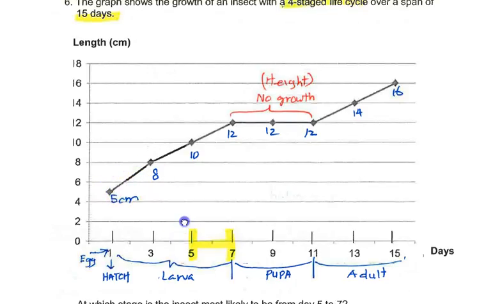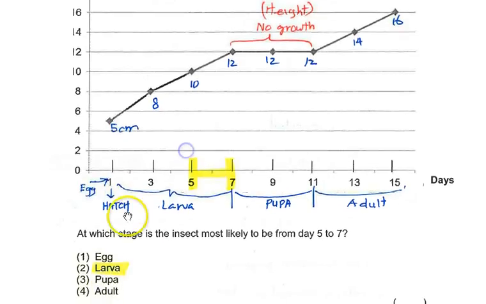All right, let's take a look at the questions. At which stage is the insect most likely to be from day 5 to 7? Okay, so 5 to 7, you look down here, they are growing. I mean, after eating they grow, right? They grow, so it belongs to the larva stage. Okay, the larva stage.